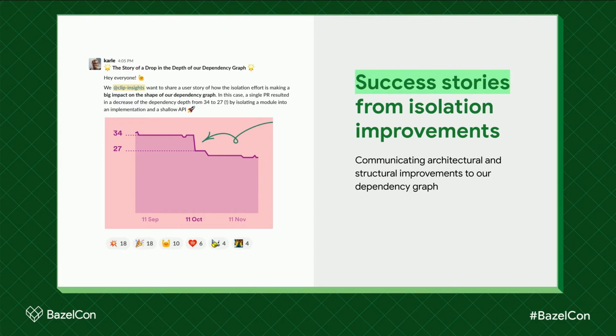One such example you can see in the image here, where we were able to use storytelling in a Slack message to explain how and why a single, quite small PR could impact the entire dependency depth of the graph, bringing it down from 34 to 27, and why it's important to keep the graph flat as well. This kind of communication is useful because we can promote and educate and align the organization on the work that is being done and the impact it is having for everyone across the board.